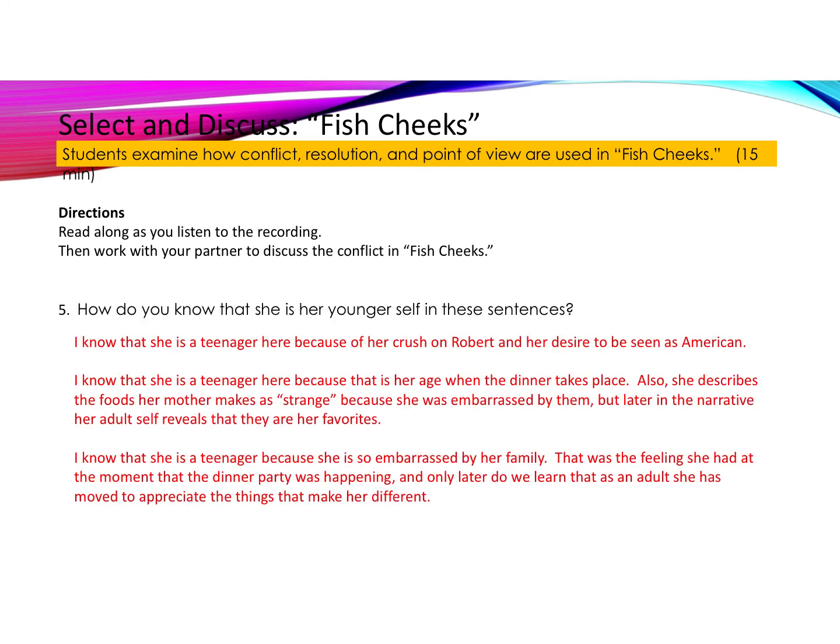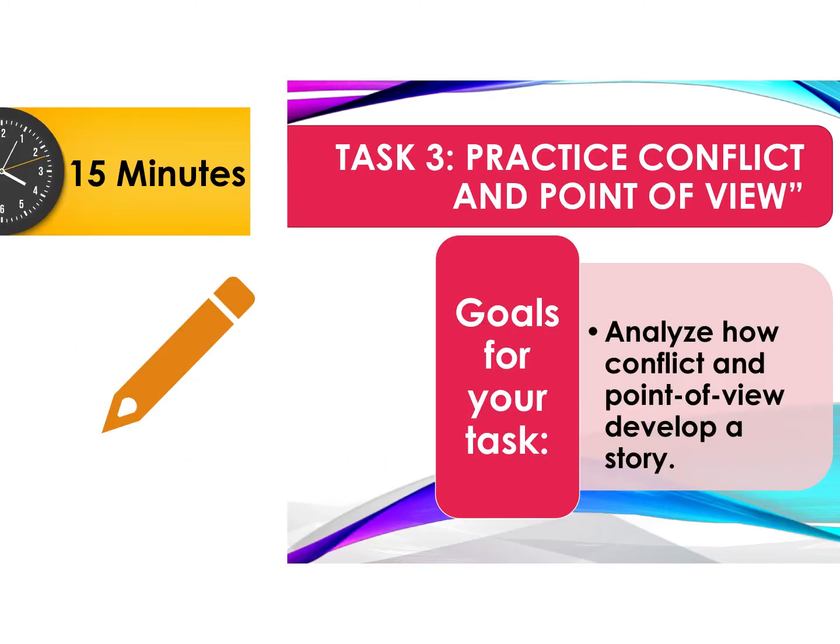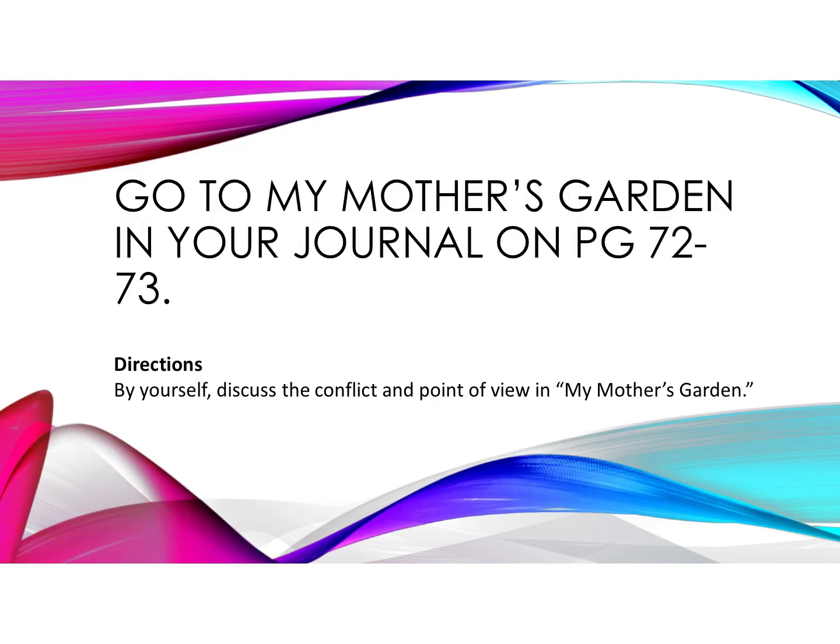So that's kind of the same thing. We're going to skip ahead to practicing. So this one's by yourself. You're going to practice what we just did together. So if you look on page 72 and 73 of your journal, and for those at home, it's on Amplify, it's a card. I want you to look at My Mother's Garden. The same questions that you just answered, but you're answering them about My Mother's Garden.